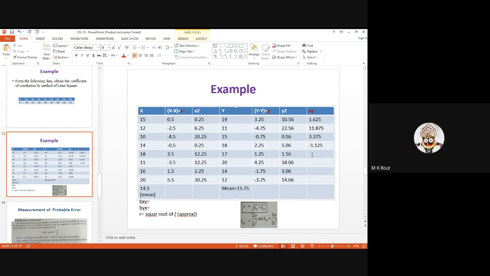Okay, if you multiplied the first one, in that case, what is the answer? That is 1.16625. Yes, sir. Similarly, if you calculate the next one, that is 11.88. Okay, I will write maximum digits. The next one is 3.37, then 1.125.